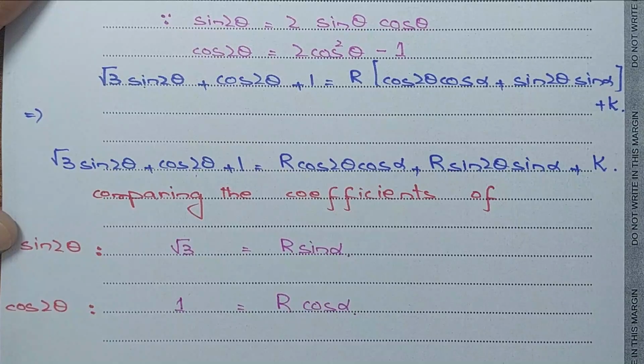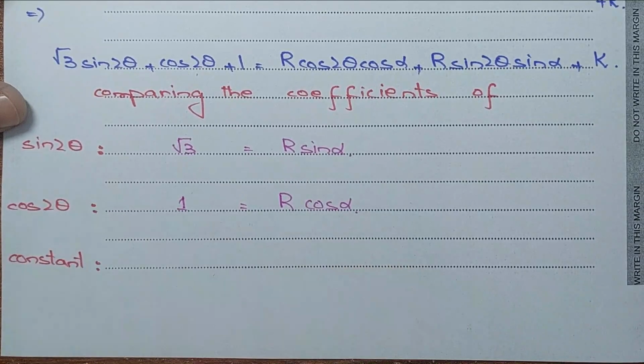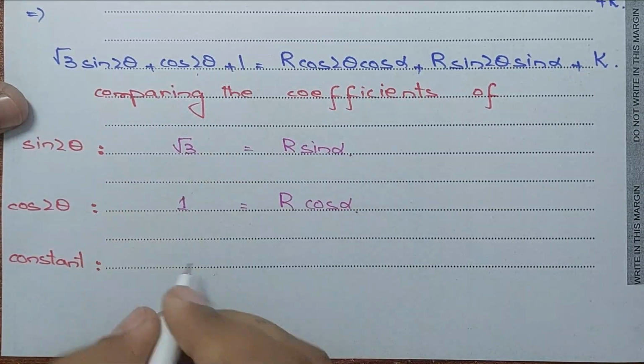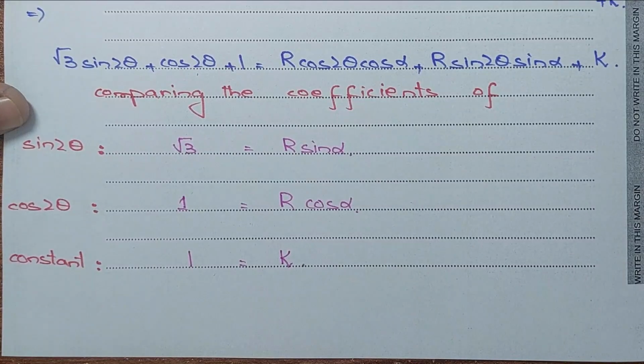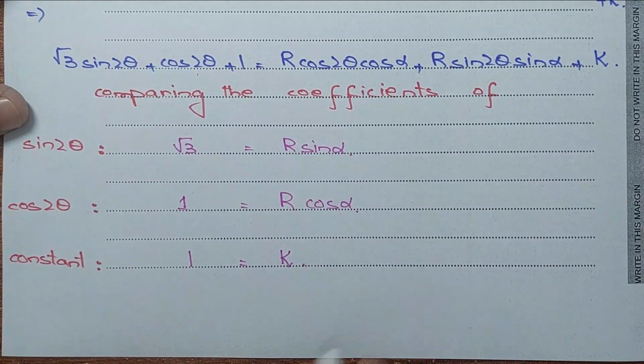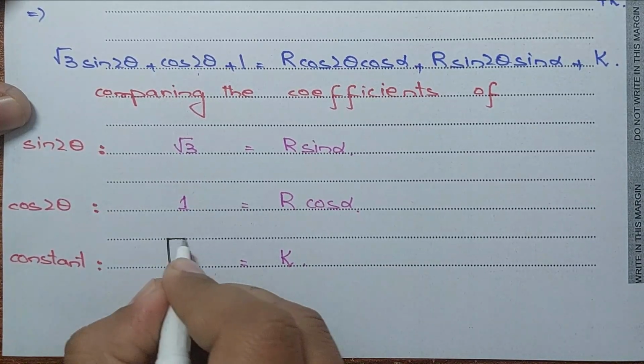And we need to compare the coefficients of the constant. So the constant's coefficient here is 1 and here is k. So we are done with the k value. K is equal to 1, right? So the k value is done, the k value is 1.